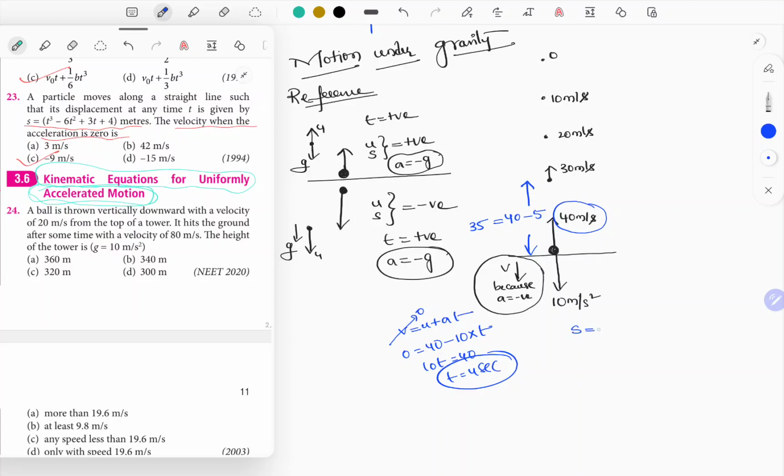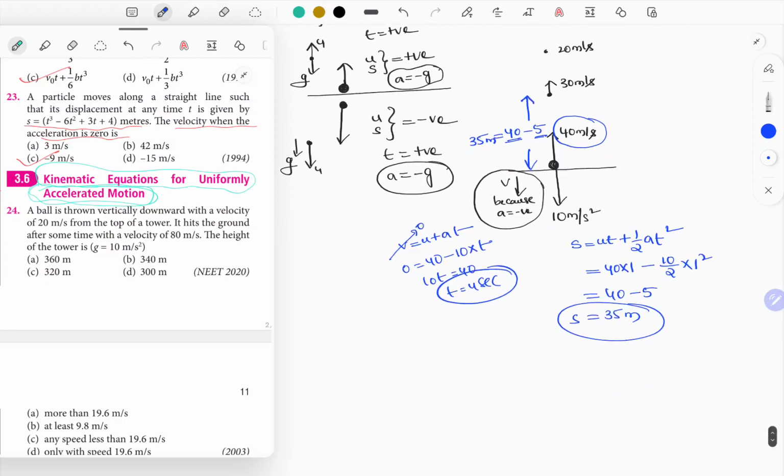So use s is equal to ut plus half at square, and try to answer the distance traveled in the first 1 second. Initial velocity is 40, time is 1, minus a is 10, 10 by 2 into 1 square. So final answer, 40 minus 5, which is equal to 35 meter. Distance covered by the object in the first second is going to be 35 meter. Instead of that, I'm giving you a trick. 40 is the initial velocity with which you are throwing, minus half of the acceleration. u minus half of the acceleration will give you the answer, that is equal to 35 meter.